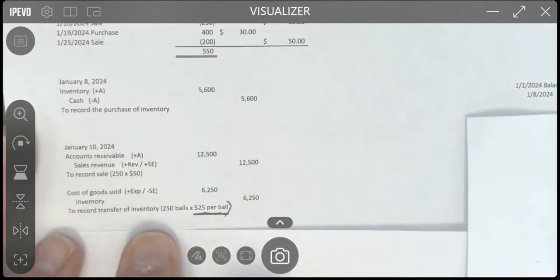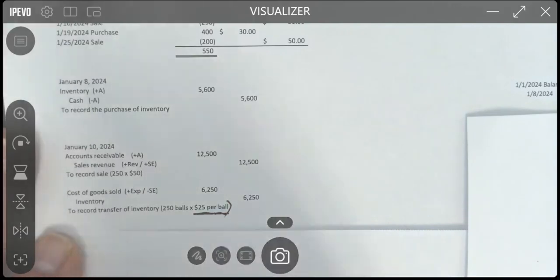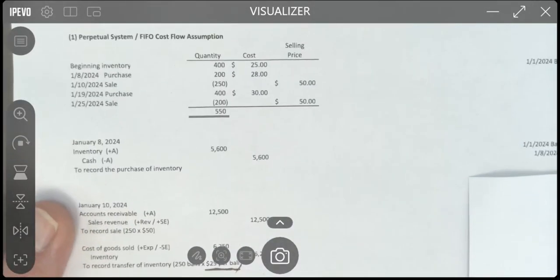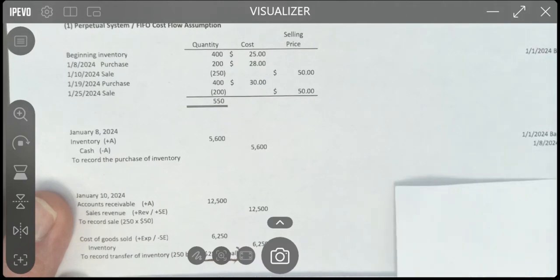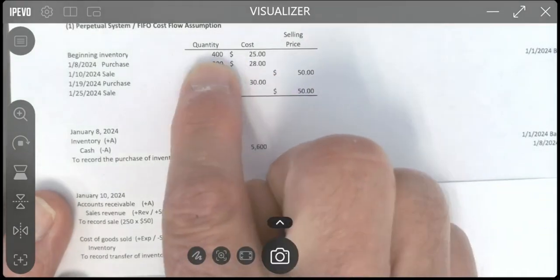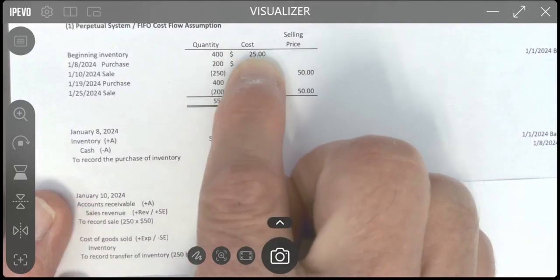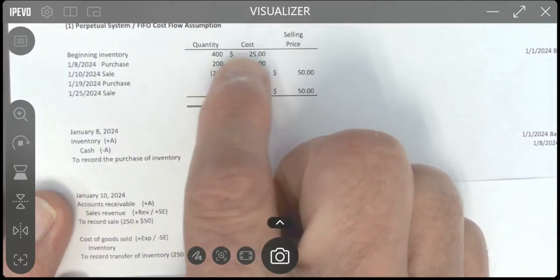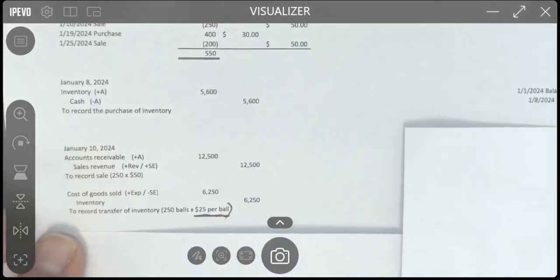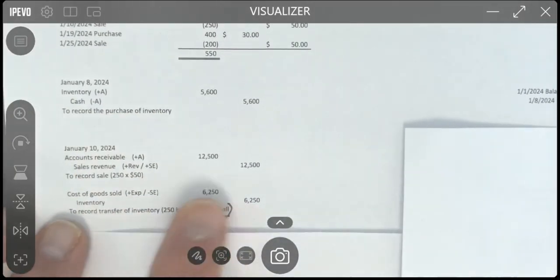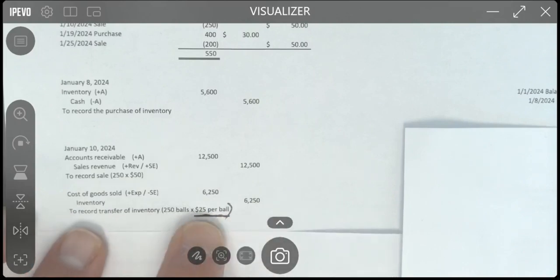And then the cost of goods sold, this is where FIFO and LIFO, and indeed the inventory system itself, matter. Here we assume FIFO. So we assume that the balls sold were all from this one, because there were 400 at 25 and we only sold 250. And so therefore, the cost of goods sold and the amount out of inventory is 250 balls that were purchased at $25 per ball.